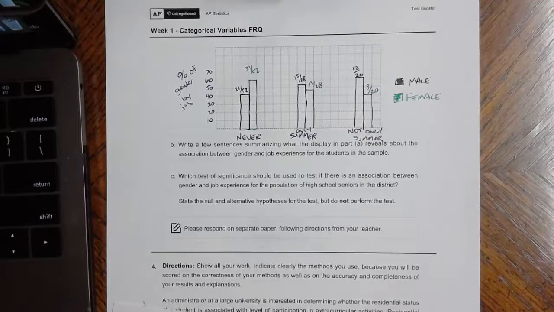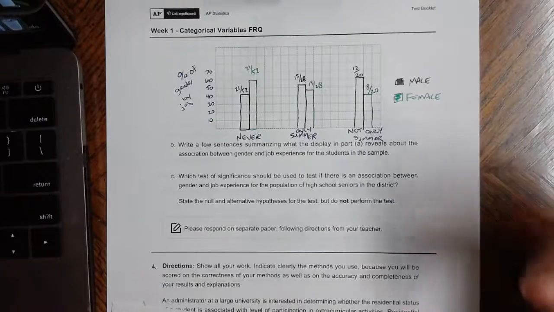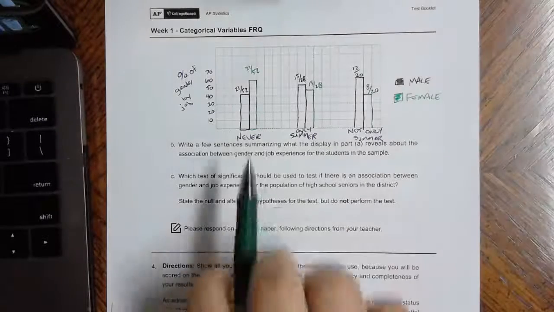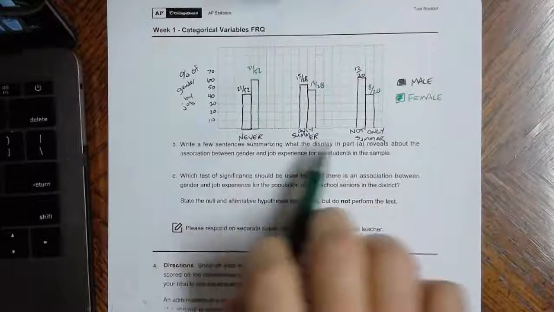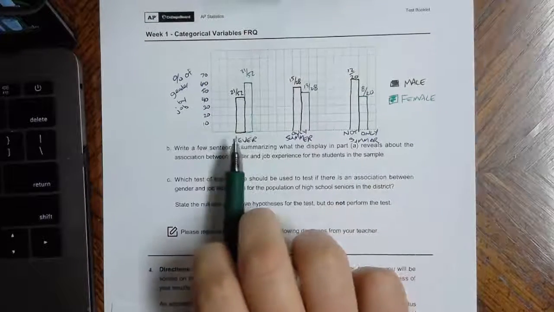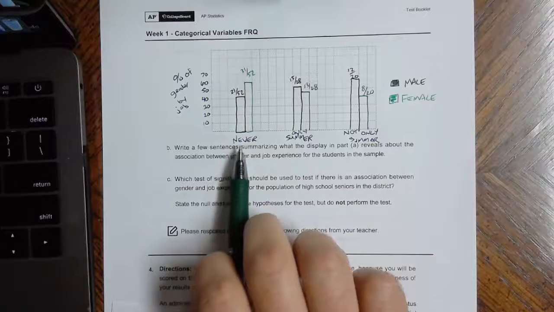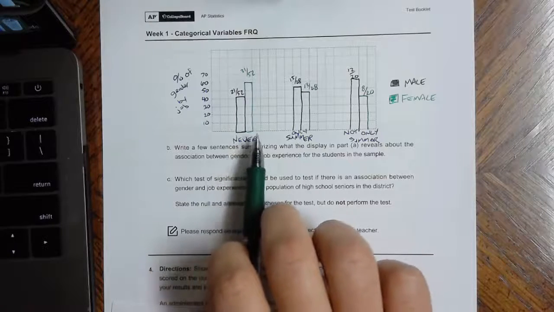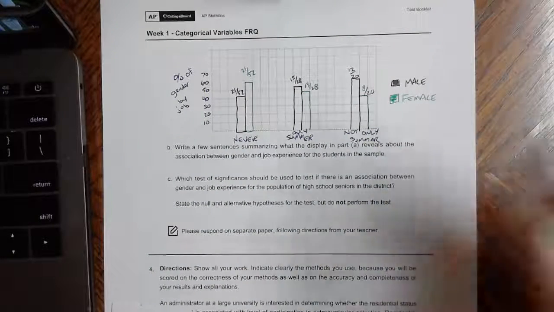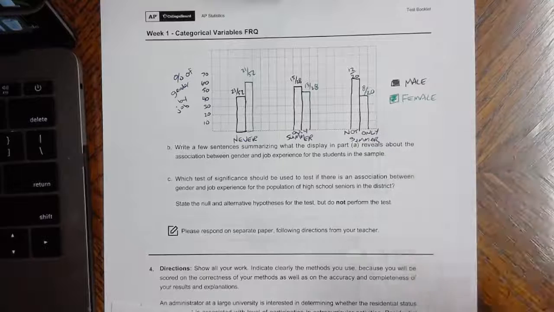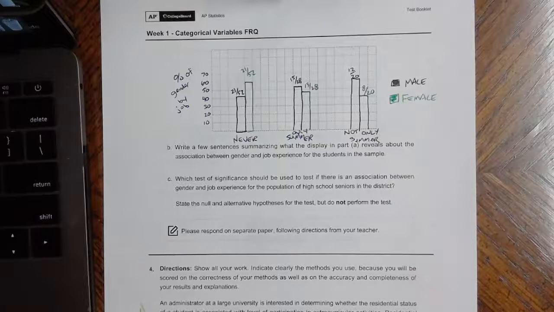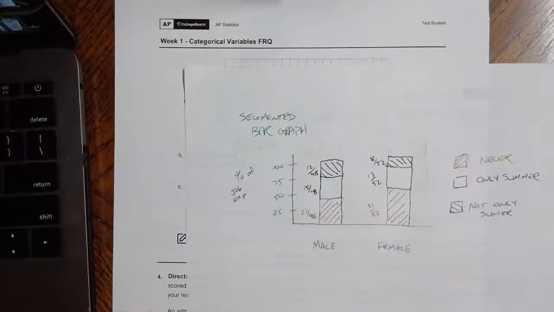So it's also very possible, if you preferred, you could have switched this around and just had the axis down here, just have 2 of them. You could have one for male, one for female, and then you'd have 3 bars. You could have a bar for never, a bar for only summer, and a bar for not only summer. That would be a perfectly fine display to use here as well.